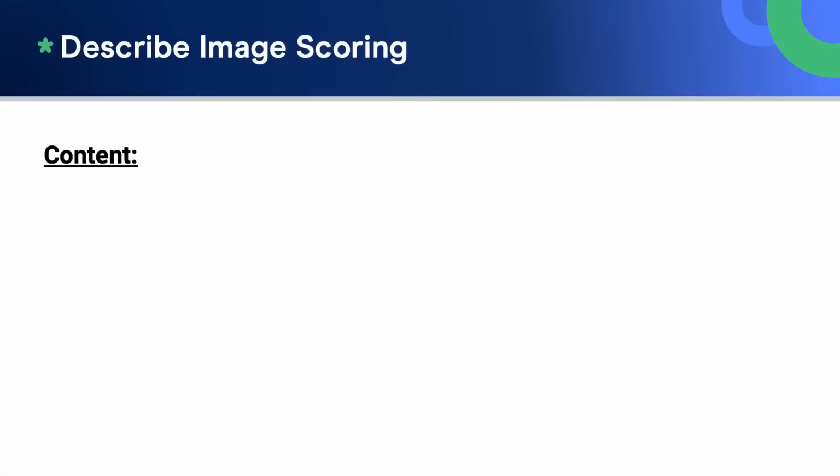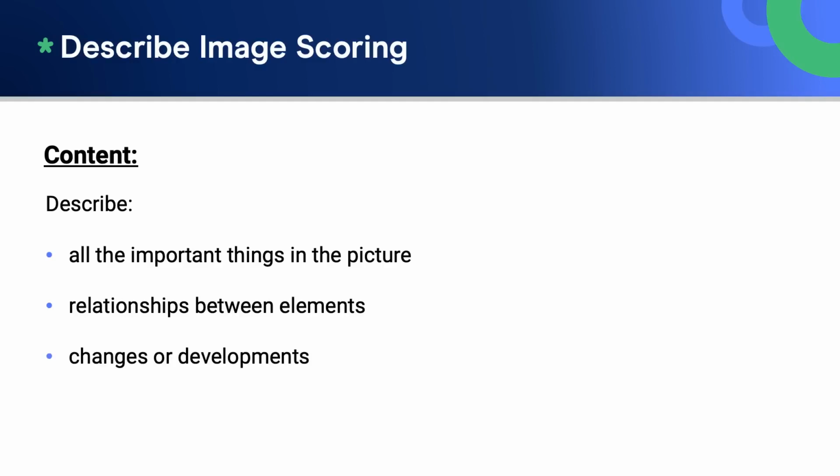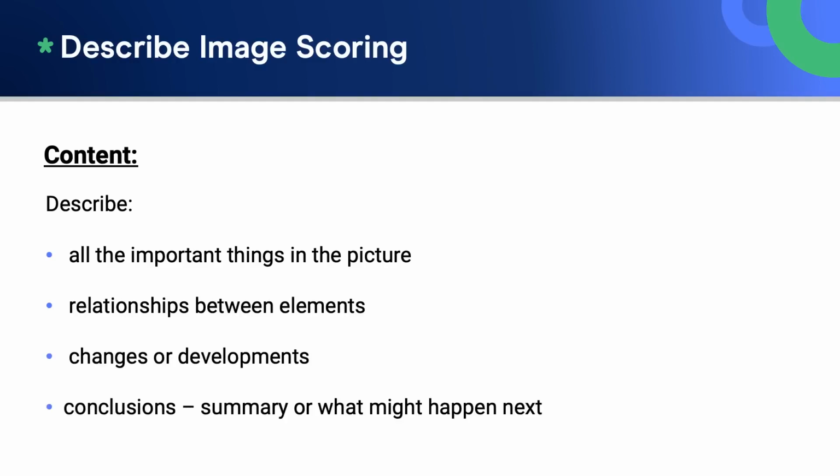It's worth noting that the content scoring criteria is a little different in this question than it was in the earlier ones. That's because here, you need to use your own language to describe the main elements in the image. For your content score, make sure you describe all the important things you see in the picture and also important relationships between elements in the image. Also think about any changes or developments and finish with a conclusion by giving a summary or saying something about what you think might happen next.